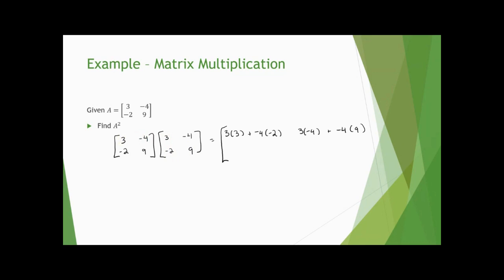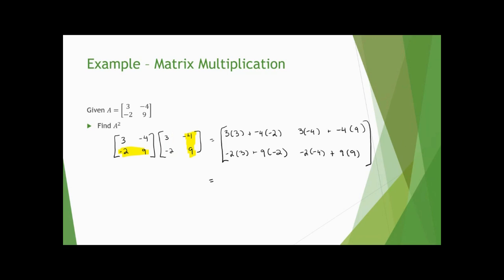Then I move on to second row, first column. So you have -2 times 3 plus 9 times -2. And then that last row, last column, -2 times -4 plus 9 times 9. So there's a 9 times 9, but nothing else in there ends up being squared.